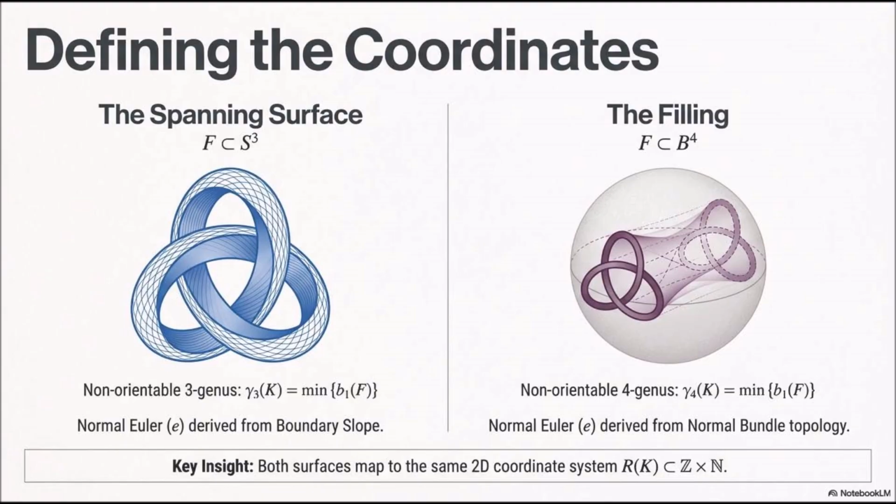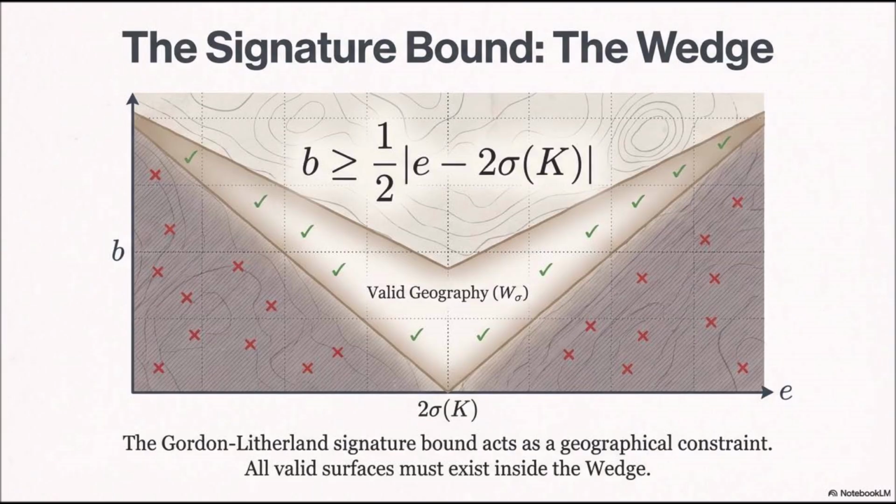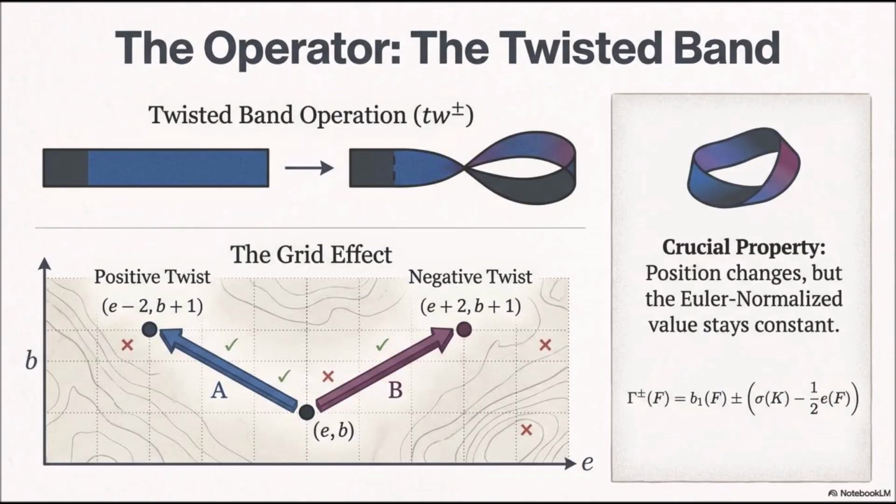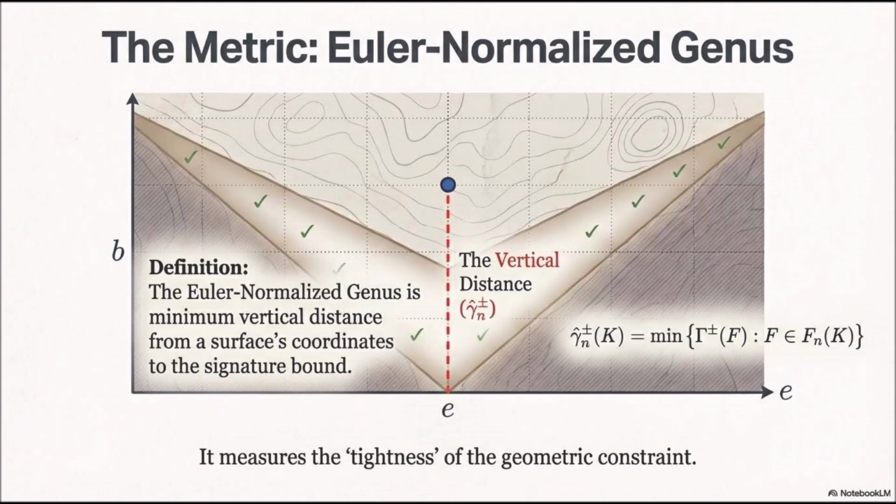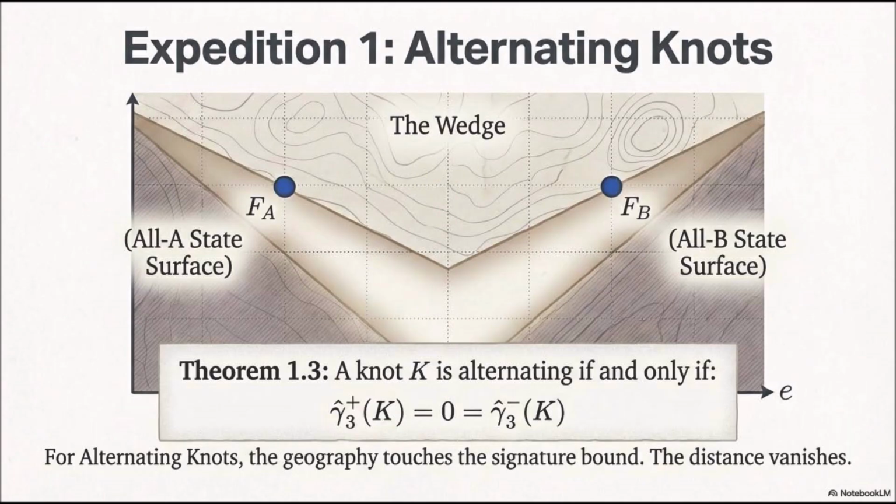Okay, that makes sense. But that twist in the band also changes the normal Euler number. Depending on whether you twisted it left-handed or right-handed, the Euler number e changes by either +2 or -2. Ah, and now I see it. If you look at the formula for capital gamma plus, the term is -1/2 e. So if e changes by +2, that term changes by -1, which perfectly cancels out the +1 change from the Betti number. So gamma plus stays constant. Yeah. It's invariant when you add a positive twisted band.